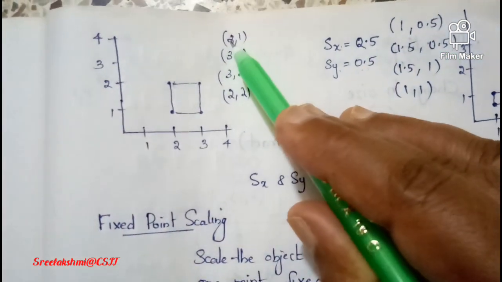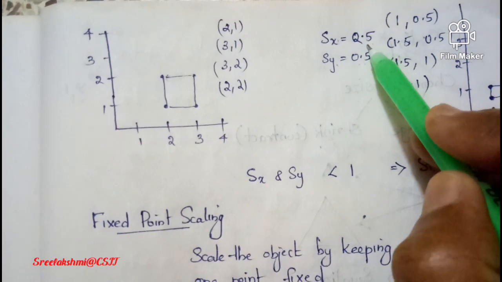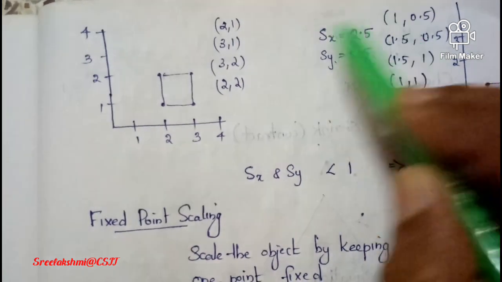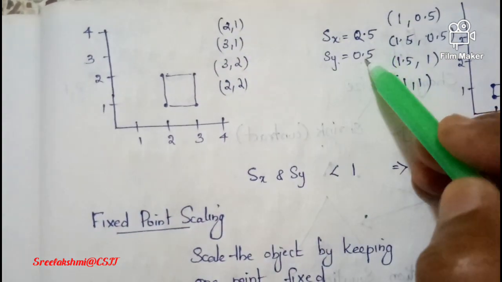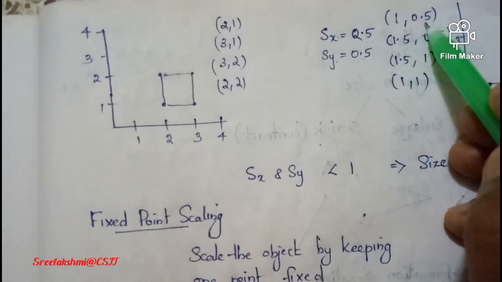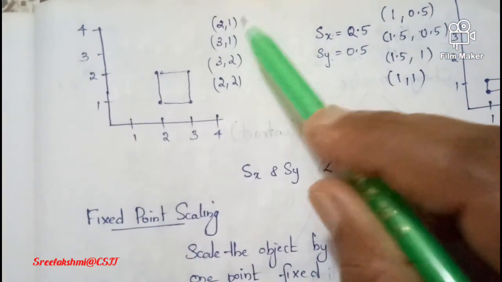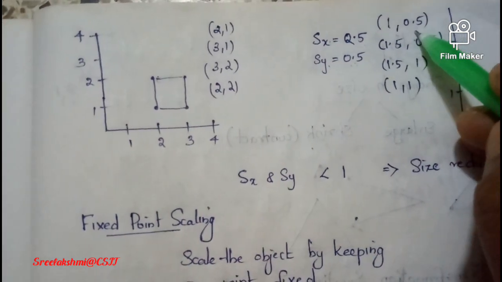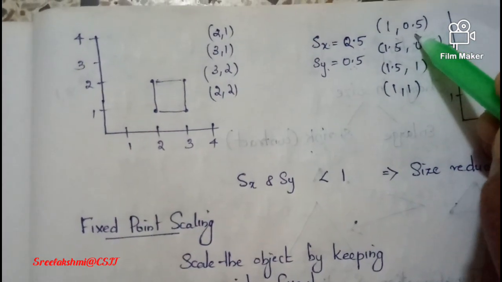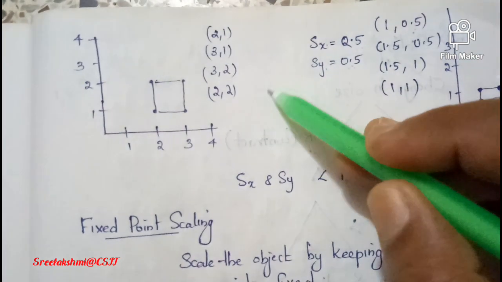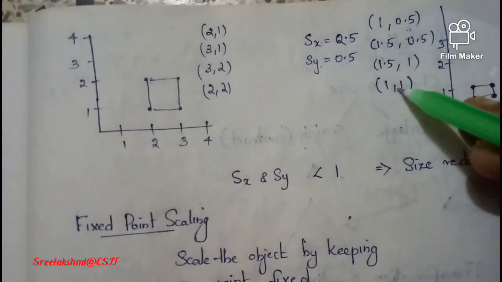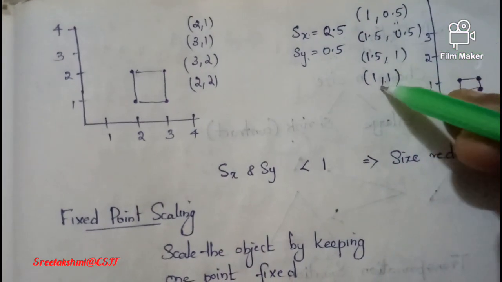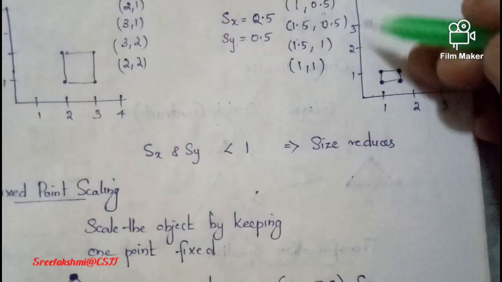That means x values will be multiplied by Sx to get the new x value, and y values will be multiplied by Sy to get the new y value. Taking each point, using the scaling transformation equation, compute the corresponding scaled point. So there are 4 initial points, so 4 scaled values will be there. After finding all these scaled values, let us plot it on a graph.